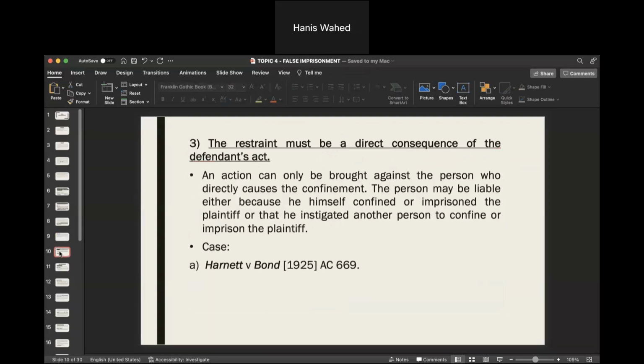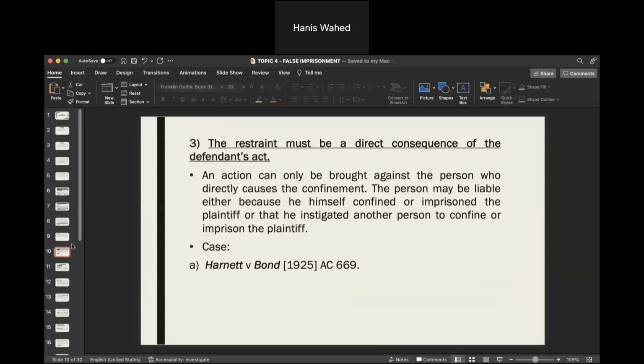The third one, if you can see from the slide here, the restraint must be a direct consequence of the defendant's act. If the plaintiff brought the case to the court, the last element that he needs to prove is that the restraint is the direct consequence of the defendant's act, meaning the detainment, the restraining, the confinement is actually caused by the defendant, not by someone else.